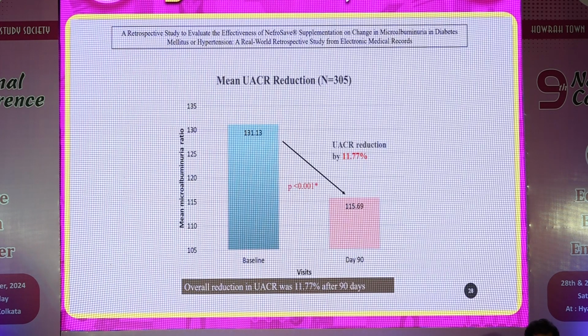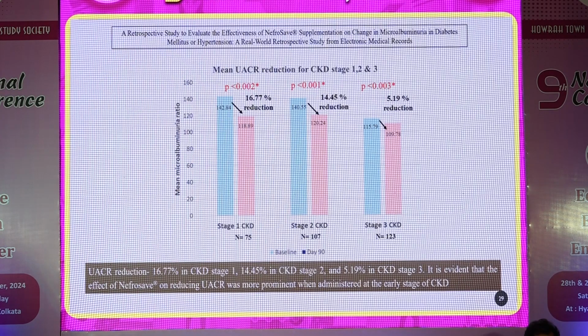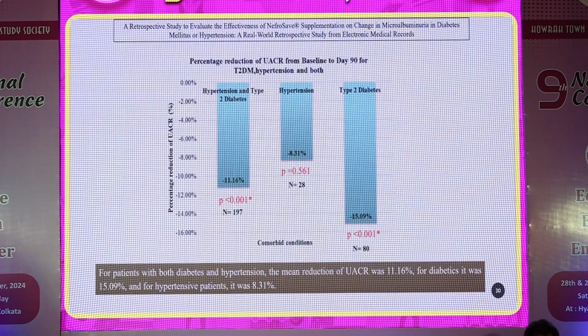So what they found was a mean reduction in urine ACR of 11.77% was observed from baseline to day 90 in these patients. The urine ACR reduction was 16.7% in CKD 1, 14.4% in 2, and 5% in 3. And it was evident that the effect of N-Acetyl Cysteine in reducing urine ACR was more prominent when administered early in the stage of chronic kidney disease. For the patient with both diabetes and hypertension, the mean reduction in urine ACR was 11.16% for diabetic, and it was 15% for hypertensive patient.